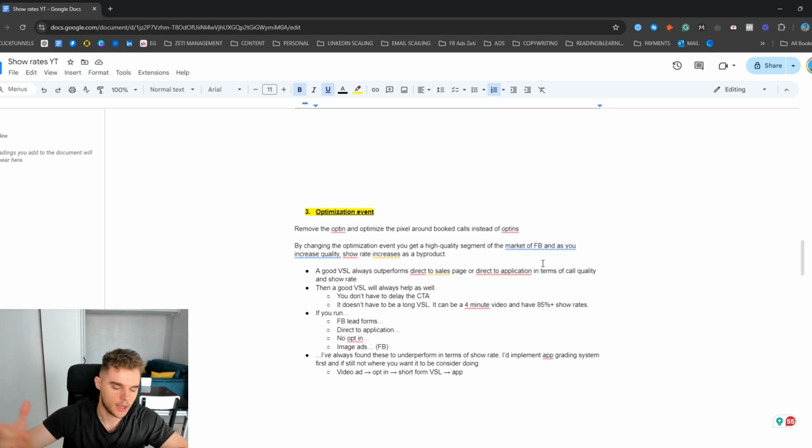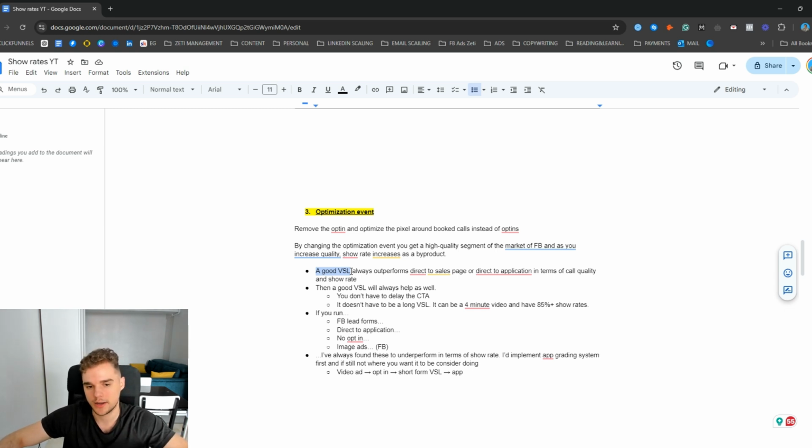and therefore you're going to increase quality and show up rates and closing rate as a byproduct. Now, because we are talking about the funnel, also very important thing here to notice is that a good VSL will always outperform, right? As opposed to a direct to application or direct to sales page. Okay, when it comes to quality and show up rate. So having a good VSL is going to ultimately lead to a higher show up rate and higher quality when it comes to the leads.